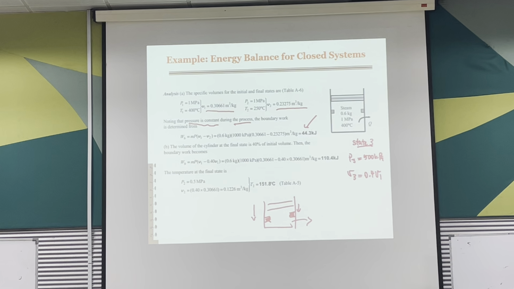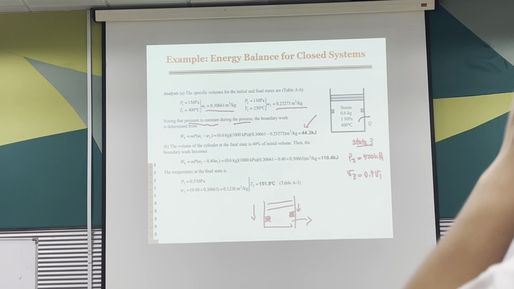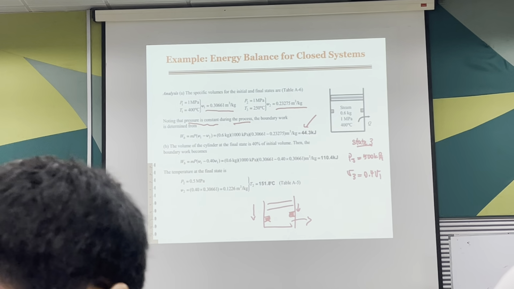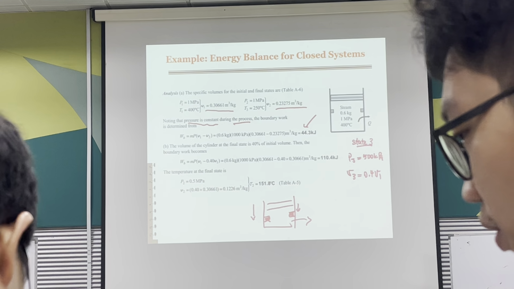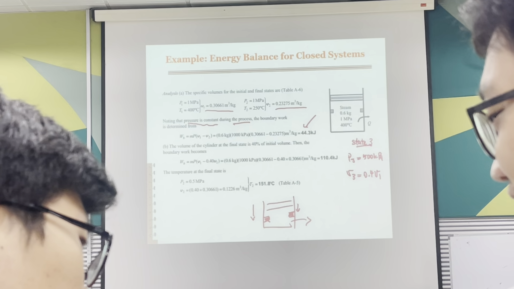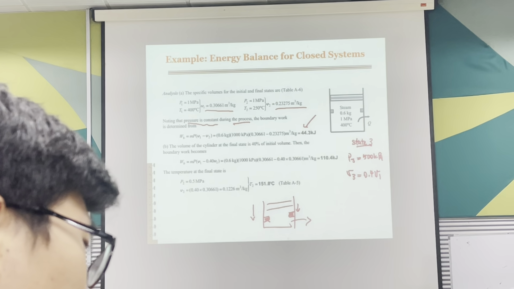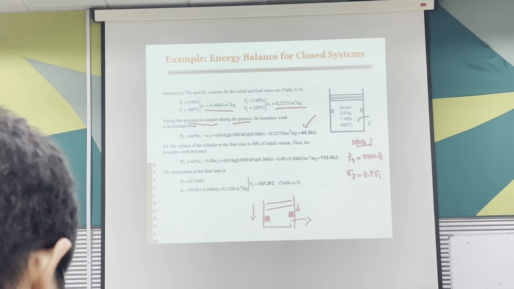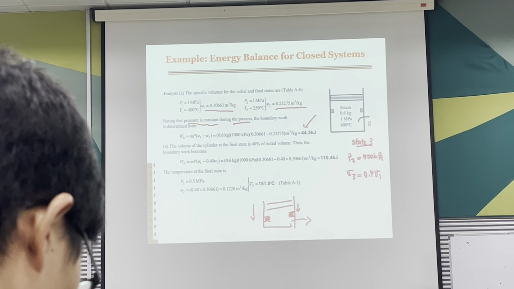But we are still looking for the compression work in B. The compression work will only happen from 1 megapascal, 400 degrees Celsius, all the way to when it first reaches the stop. But after that, you don't have any boundary work anymore because it won't move. Does that make sense to you?